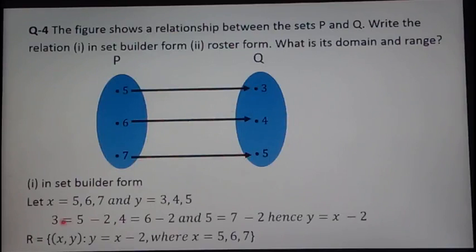So in set builder form, x equal to 5, 6, 7, y equal to 3, 4, 5. If you want to get 3, then it will be 5 minus 2. If you want to get 4, then it will be 6 minus 2. And if you want to get 5, then it is 7 minus 2. Hence y equal to x minus 2. Because members in Q we will call y, and members in P we will call x. Then R equal to {(x, y) such that y equal to x minus 2, where x equal to 5, 6, 7}.